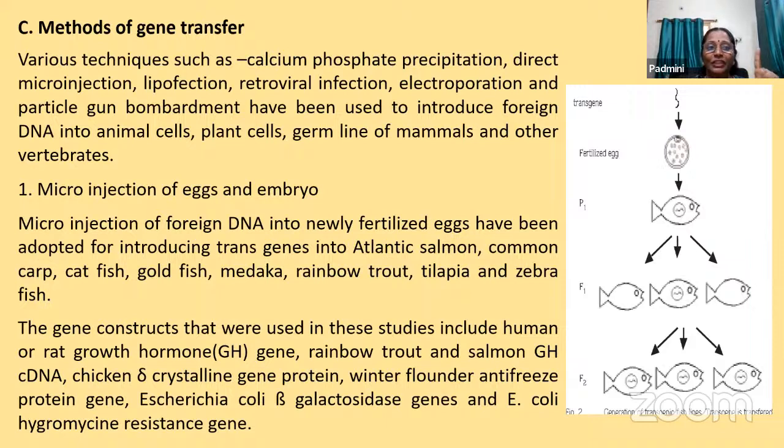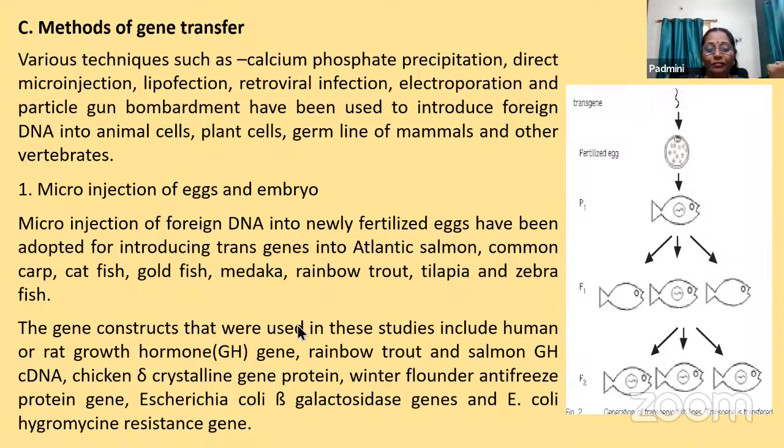So first, under gene transfer, we'll talk about microinjection of eggs and the embryo. So microinjection of foreign DNA into newly fertilized eggs. You're going to introduce this transgene into these newly fertilized eggs, and this has been adopted for introducing transgenes into Atlantic salmon, common carp, goldfish, rainbow trout, tilapia, and zebra fishes.